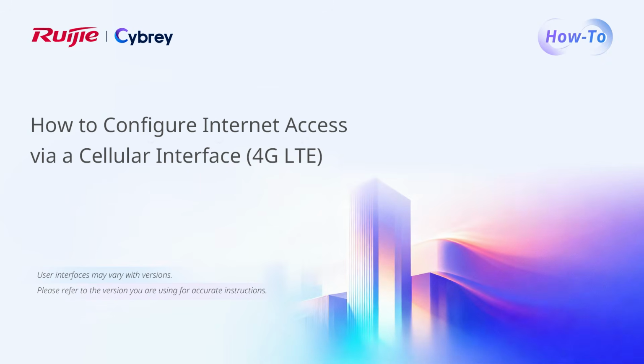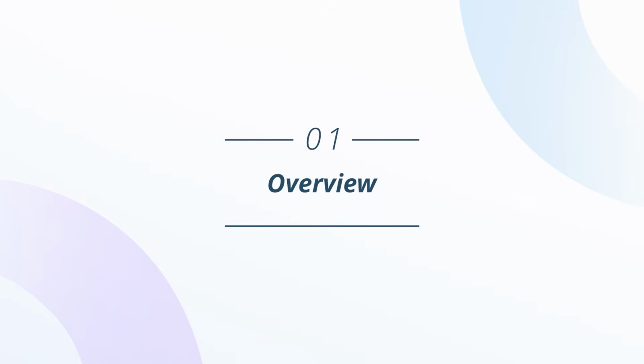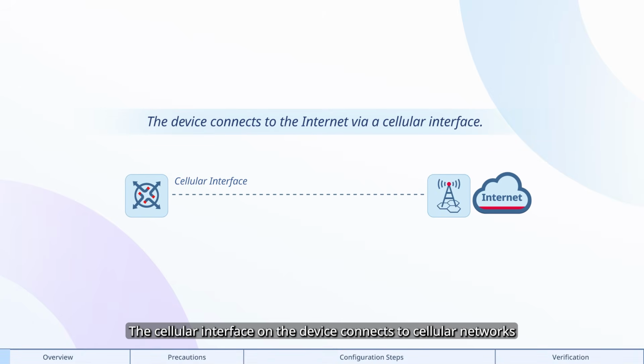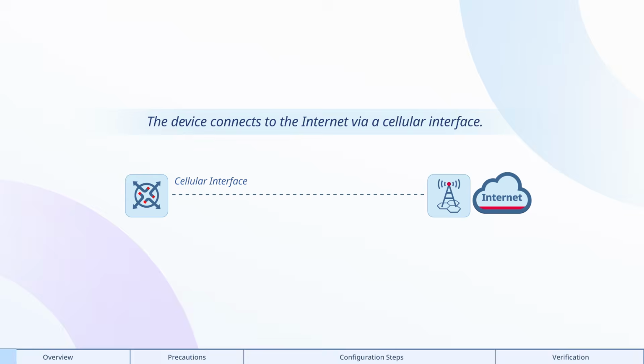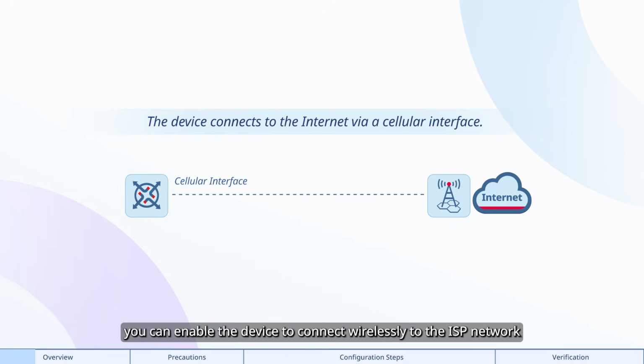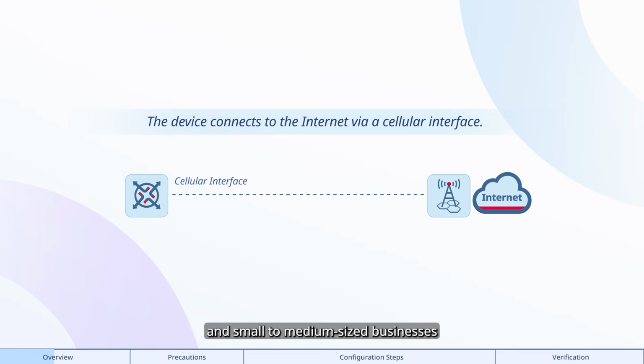This video demonstrates how to configure the device to access the internet through a cellular interface over a wireless link. The cellular interface on the device connects to cellular networks, such as 4G networks. By installing a SIM card on the device and completing the required configuration, you can enable the device to connect wirelessly to the ISP network.